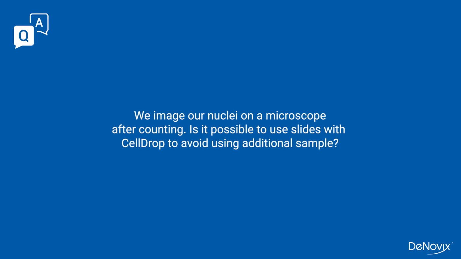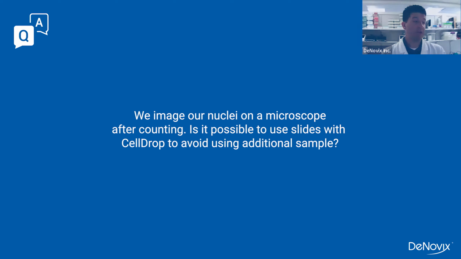So our second question is, we image our nuclei on a microscope after counting. Is it possible to use slides with CellDrop so we don't need to use additional sample for this? Yeah, it's a great point. So I mentioned dropping the arm down to use the smallest amount of volume possible when counting our nuclei. And the same way that we can lower the arm to that lower height and use less volume, we can actually raise the arm up and accommodate these plastic slides.